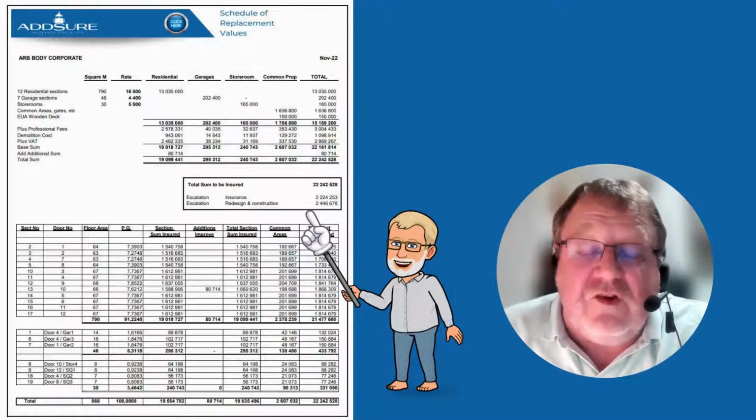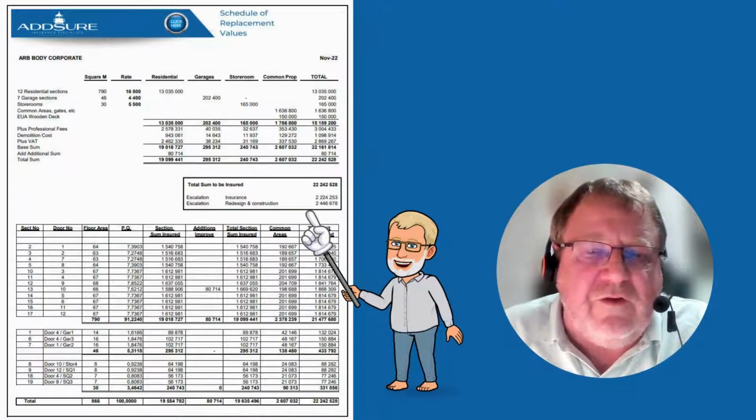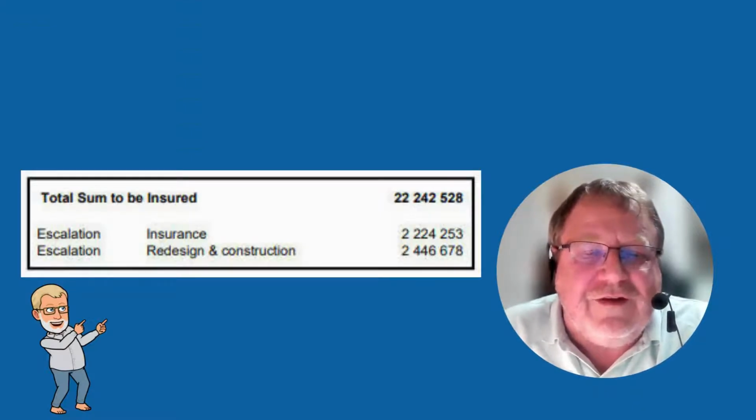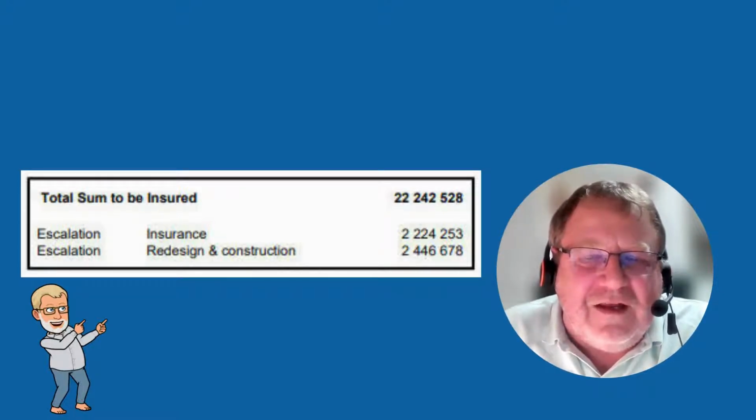Okay, then we get to the sum insured. And that's that little block in the middle. We always put a little square around it. Those are the important figures, the three figures you could call it. You've got the total sum to be insured, and then your two escalation figures, your escalation for the period of insurance and your escalation for the period of redesign and reconstruction. Those figures are more complex, and I can explain that in more detail on another forum.